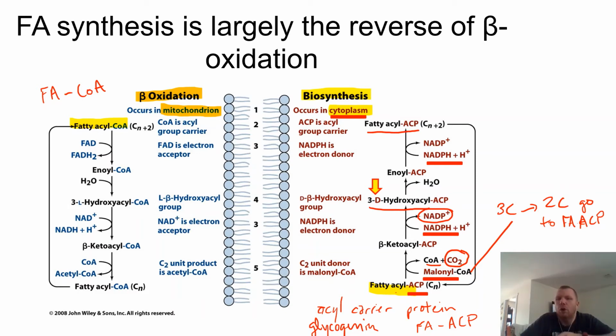Your additional 2 carbons have been added to form that fatty acyl ACP. So when it comes to elongating a fatty acid, that elongation step takes place right here. That very first step, when you form that beta keto acyl ACP, you've added the 2 carbons that you needed to add in order to make that elongated fatty acid.